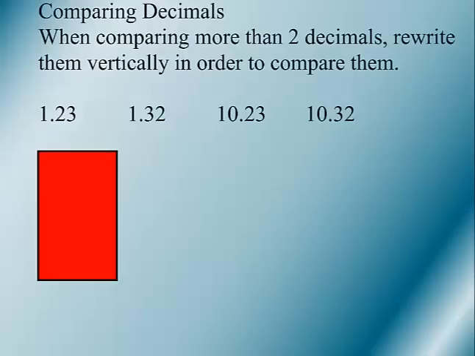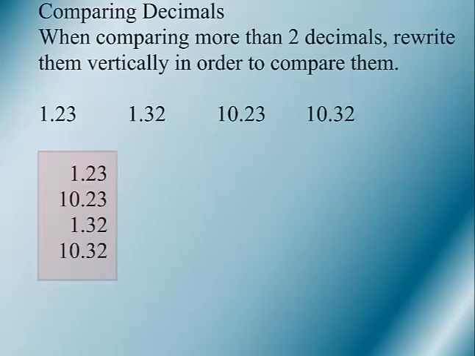Now when comparing more than two decimals, it's easy to put them in order to see. If you line up the decimals, just like this, you can see right away we have two different sets here. We have ones that have ones in the one spot and ones that have tens. So let's start with the ones.